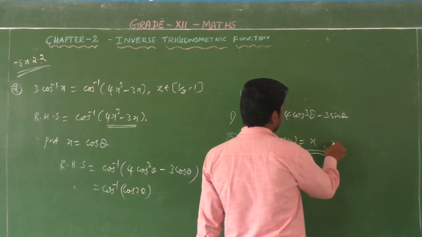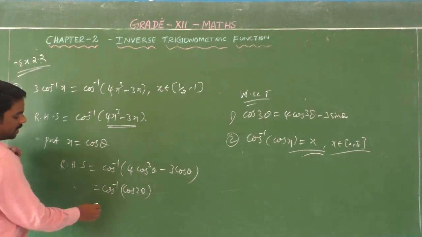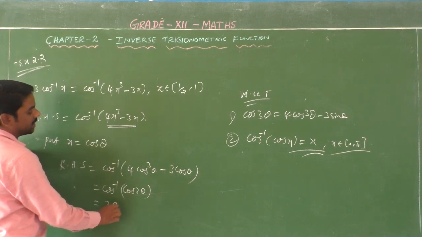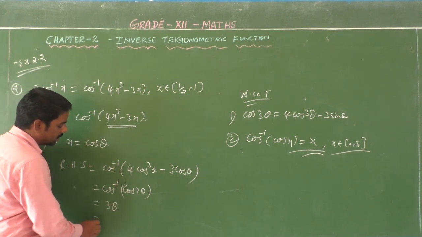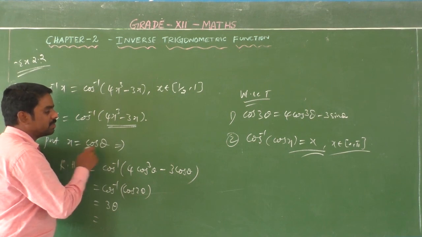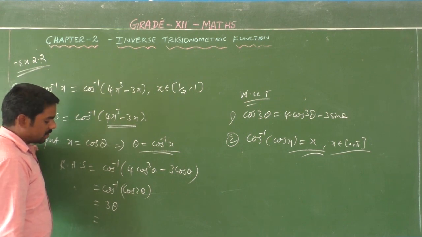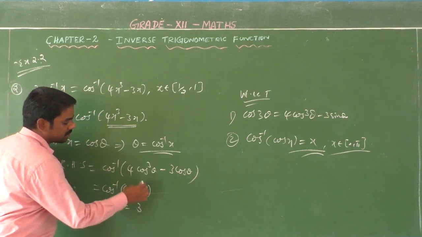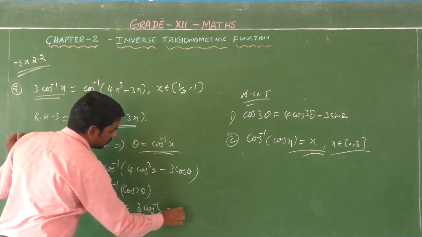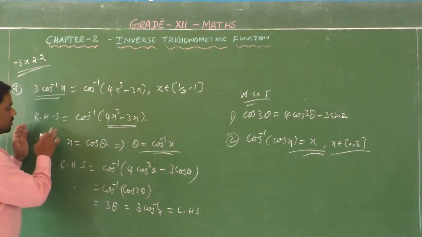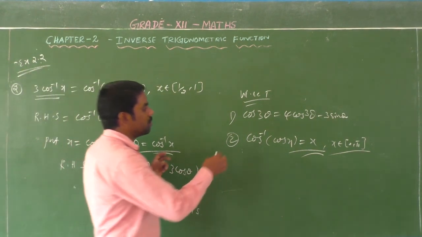Here x belongs to the closed interval 0 comma π. So using this formula, cos inverse of cos 3θ is 3θ. Here x equals cos θ, which implies θ is equal to cos inverse of x. So 3 times θ is 3 cos inverse x, which is the left hand side. Therefore, the right hand side is equal to the left hand side. Hence proved.